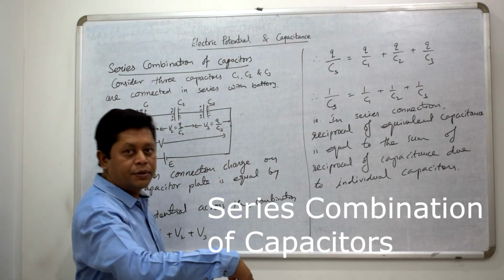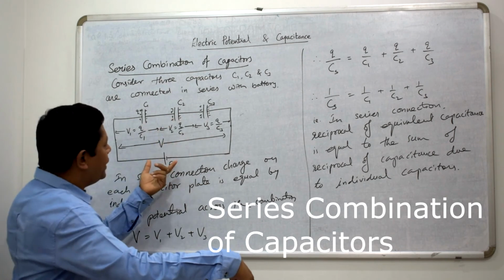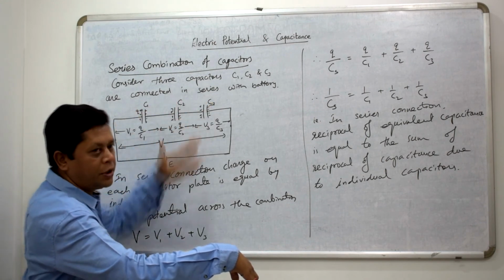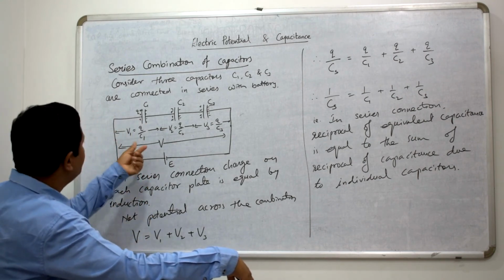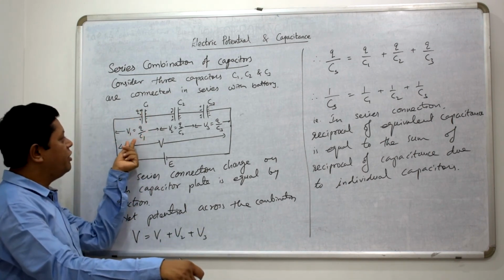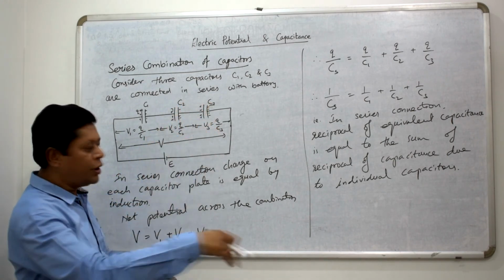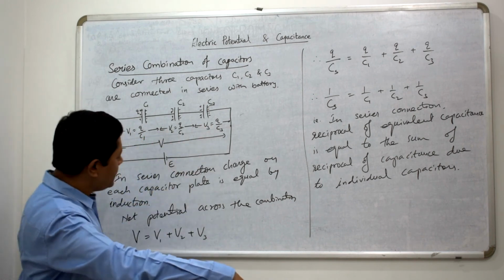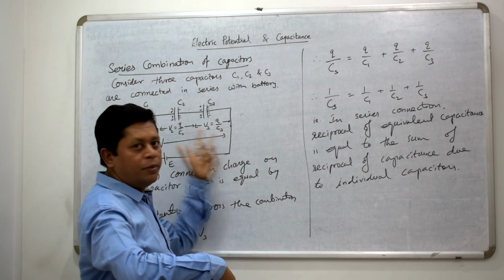Series combination of capacitors. If capacitors are connected in series with a battery, then charge on each capacitor, it is because of induction of charge on each plate. And that's why on each capacitor, amount of charge will be equal. Let's say Q is the charge stored on each plate of capacitor, then potential difference across capacitor 1 is V1 is equal to Q by C1, across C2 it is Q by C2, across C3 it will be Q by C3. Net potential of the combination V, we can say it is V1 plus V2 plus V3. So we can write V is V1 plus V2 plus V3, where V is the net potential of this combination.